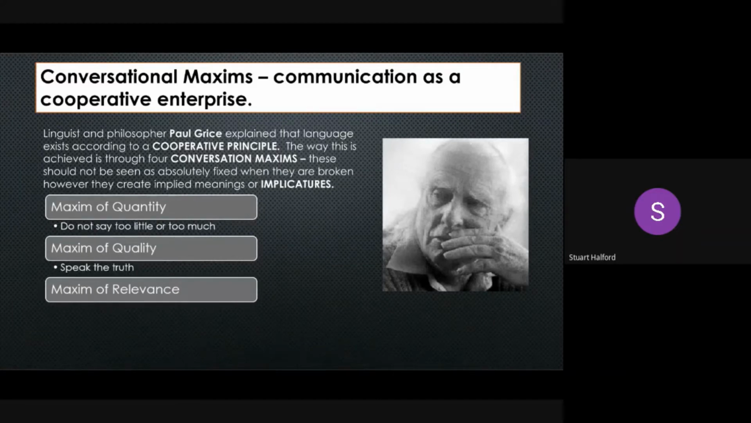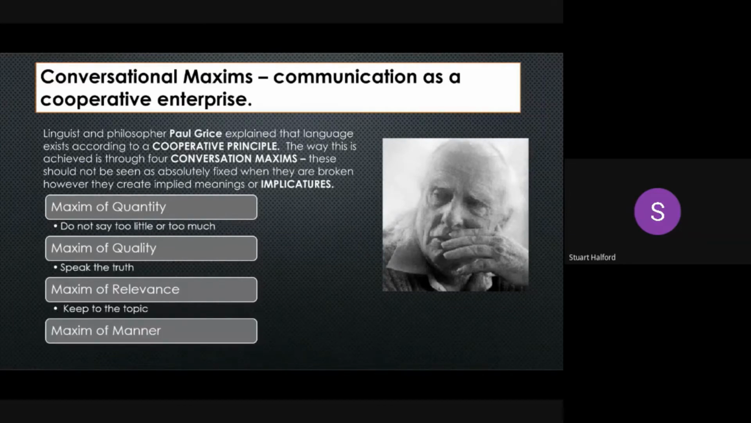And then there's the maxim of relevance, which means we stick to the topic. You'll see that children quite often break this. When you have a look at child language acquisition, you'll see that quite often children break the maxim of relevance. Quite often they break the maxim of quantity as well. One that they rarely break is the maxim of quality. But as I say, we'll deal with that with child language.